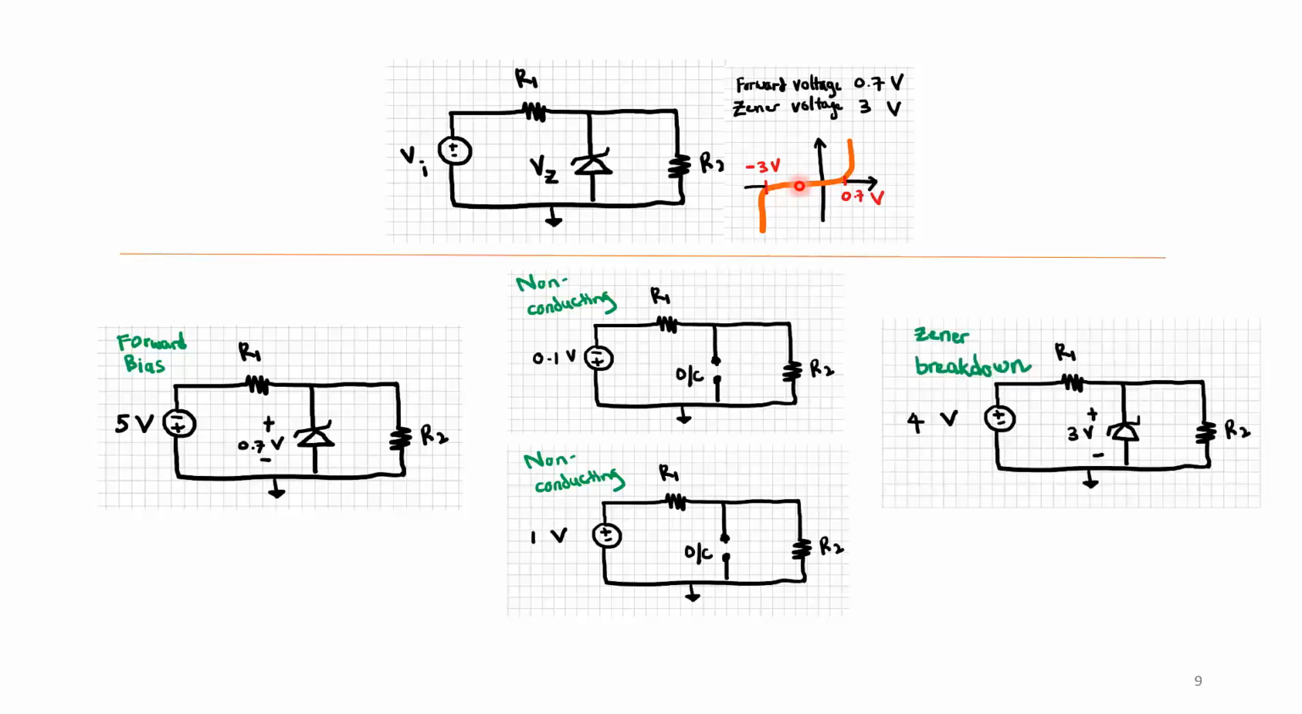But let's say I apply 4 volts here, with the positive terminal connected to the negative terminal of the Zener diode. So if I have 4 volts and it requires only 3 volts to turn on, this Zener diode will break down, assuming that the resistance allows it to break down. So this is what we have.